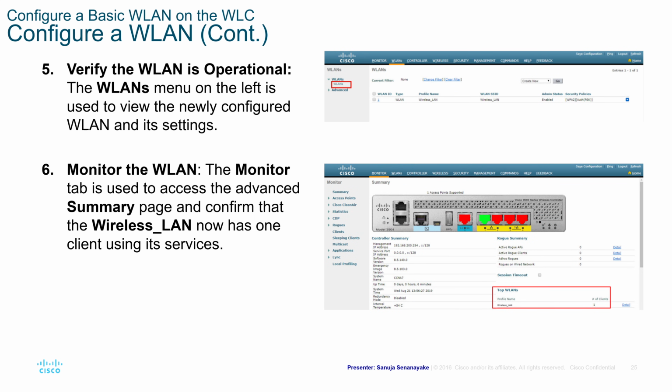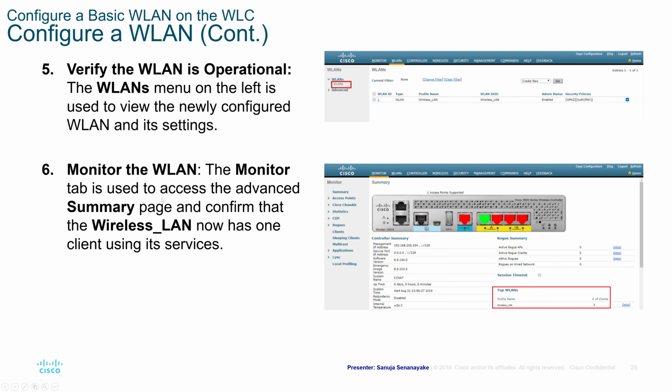So number 5, the 5th step we're going to cover is to verify the WLAN is operational. The WLAN menu on the left is used to view the newly configured WLAN and its settings. So if you go back to the WLANs main section, and go into the WLAN section, you will see the newly configured one. Right here, we only have one configured, with the profile name and SSID the same, which is wireless_LAN. And then the next thing we're going to do is monitor the WLAN.